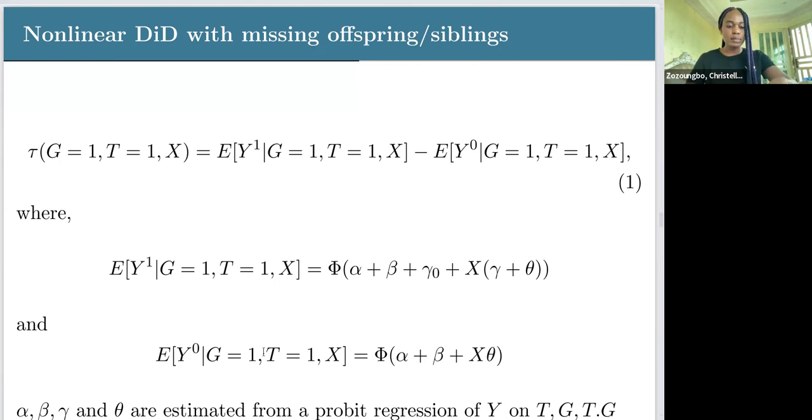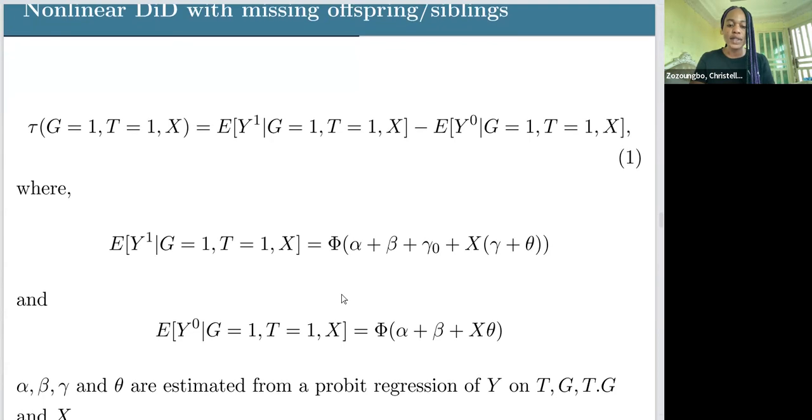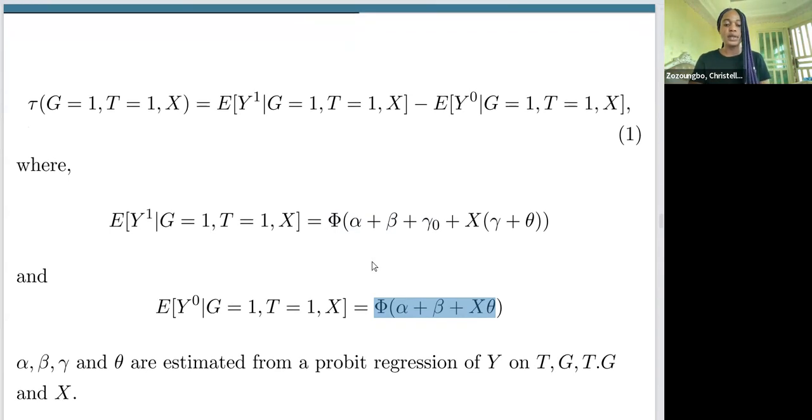And those two are given by the following expression based on the nonlinear difference in differences approach that I use. But it doesn't necessarily need to be these two expressions. It can be just a linear form. It can be estimated non-parametrically or anything. So it's not really important that I'm using a probit regression here. But basically, equation one is what I'm trying to identify.